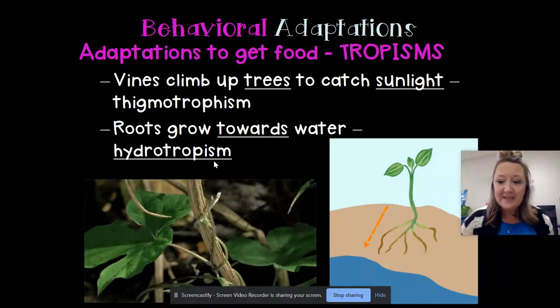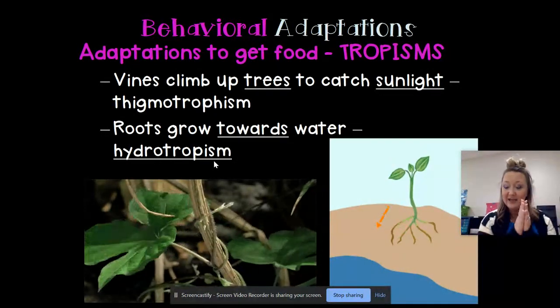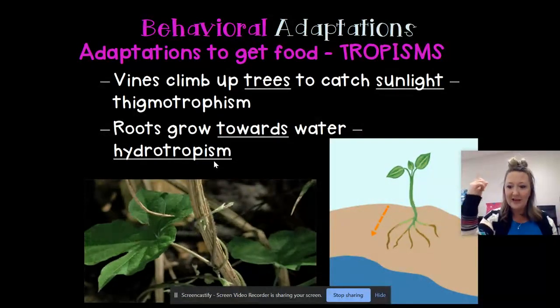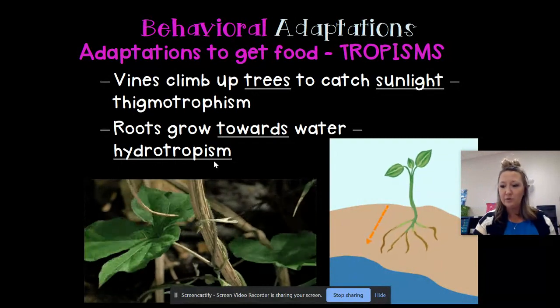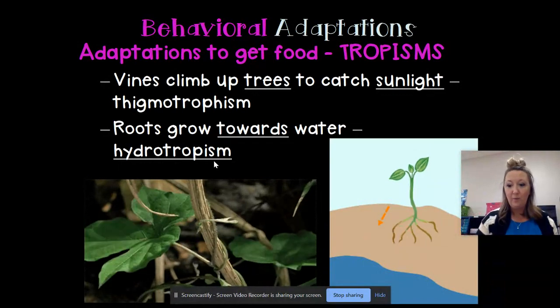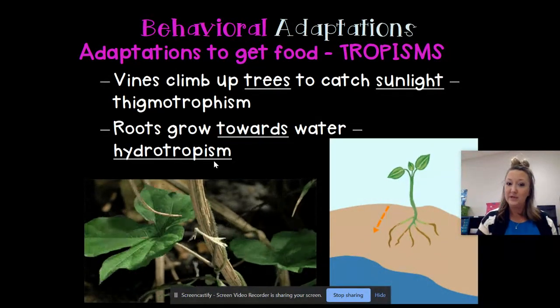The other two tropisms that we talked about before Christmas break are thigmotropism, right? That's the touch, initiated by touch. This is how vines are able to climb up in order to catch more sunlight. And then, of course, when roots grow towards water, that's our hydrotropism. It's growing towards a water source to be able to get more water so that it can grow and go through photosynthesis.